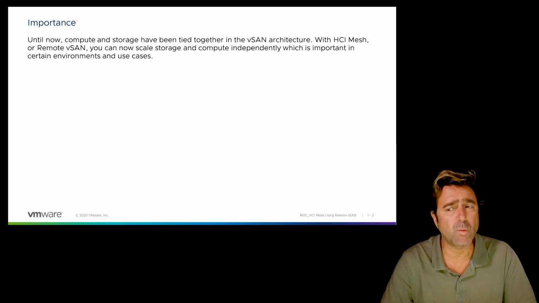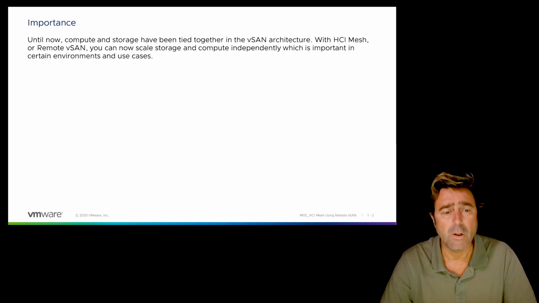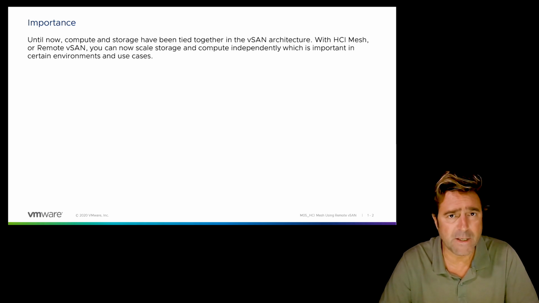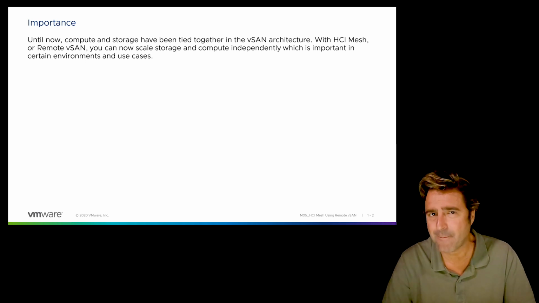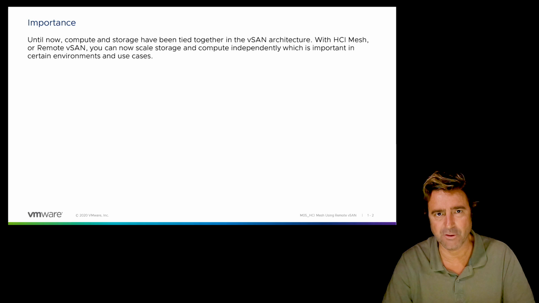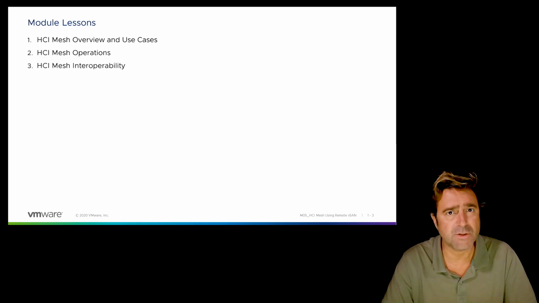Now, if you take a look, it says with HCI Mesh or Remote vSAN, call it what you will, you can scale storage and compute independently. Which means, once again, if I need more space, I could now access the data store belonging to a different cluster as long as both clusters are controlled by the same vCenter and they happen to be on the same data center. Now, this chapter has 3 lessons.